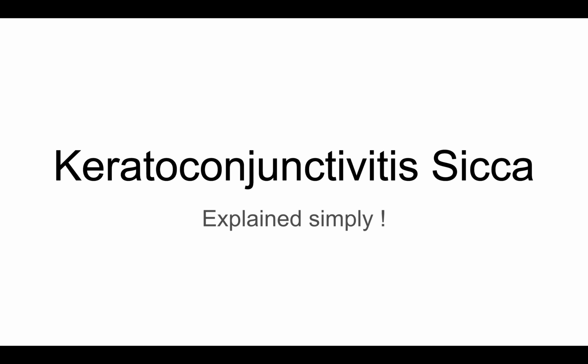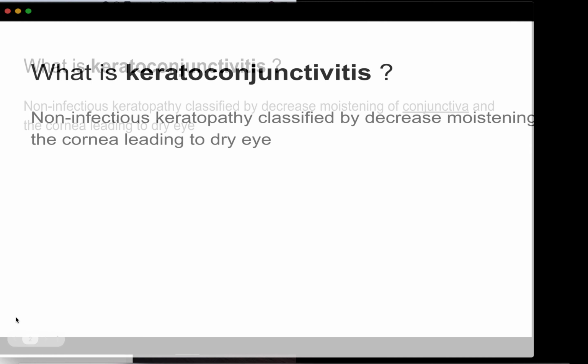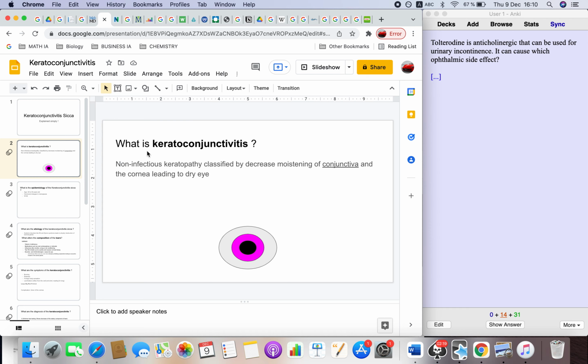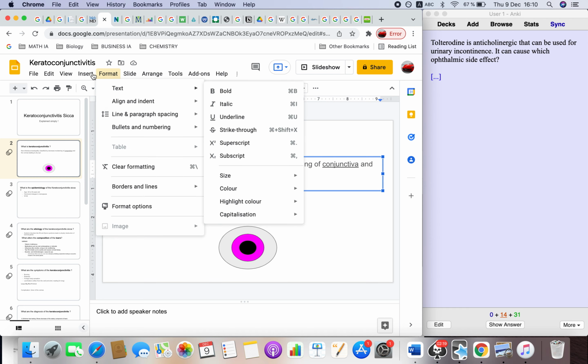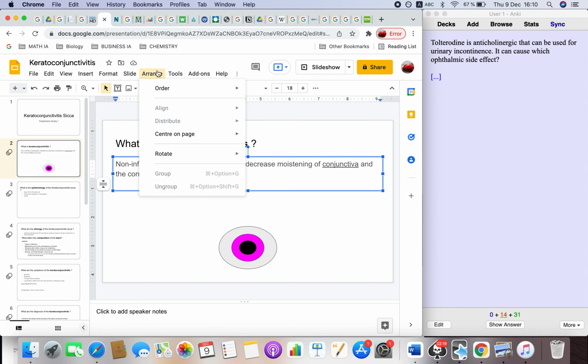We're talking about keratoconjunctivitis. So basically, guys, what is keratoconjunctivitis? Basically, it's a non-infectious keratopathy in which we get inflammation of our conjunctiva. So just a few words about our conjunctiva.